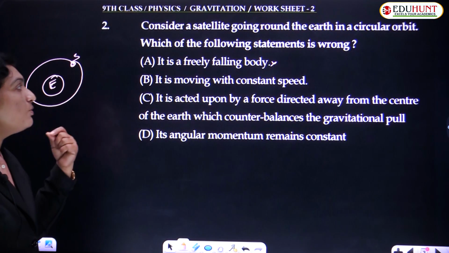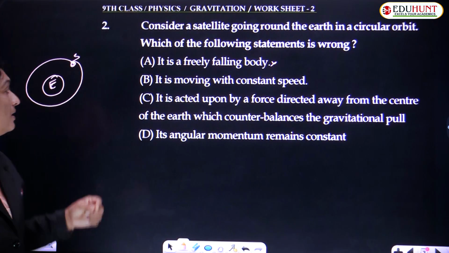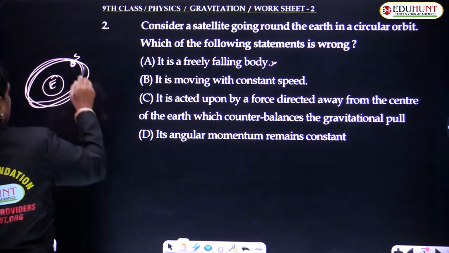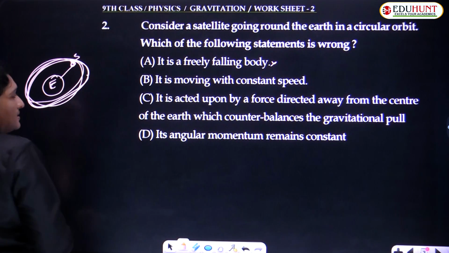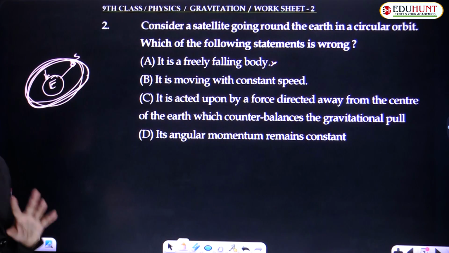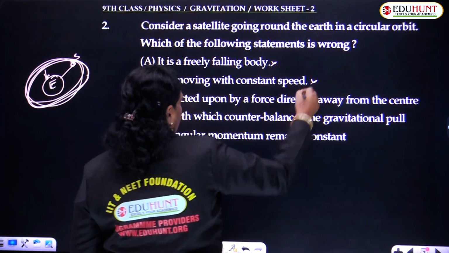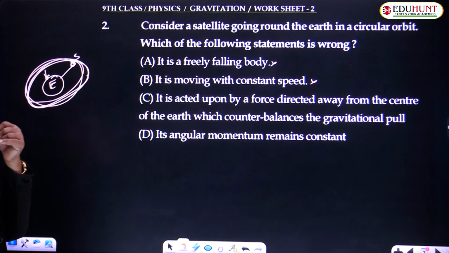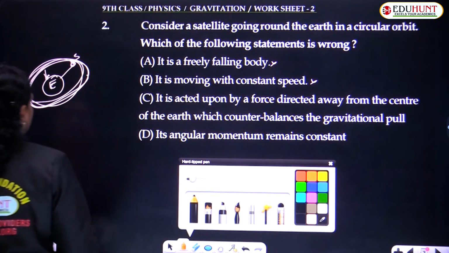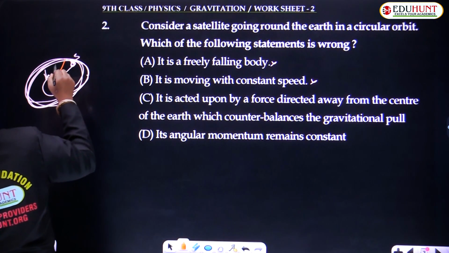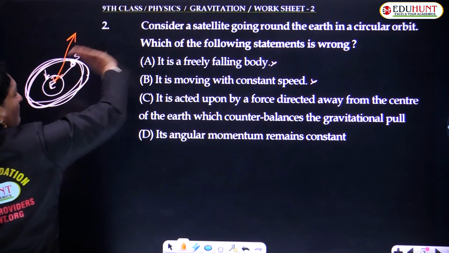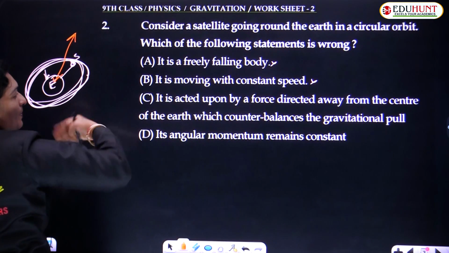So the wrong statement: it is moving with constant speed? No. As we know, the orbit will be somewhat elliptical in shape. When it is elliptical, the larger the distance, the faster it will move, and the lesser the distance, the slower it will move. So the speed will not remain constant. Option C: it is acted upon by a force directed away from the center of the earth which counterbalances the gravitational pull. Of course it is true. Towards the center of the earth, the gravitational pull, the force due to gravity, will be acting, and to balance that some additional force will be acting.